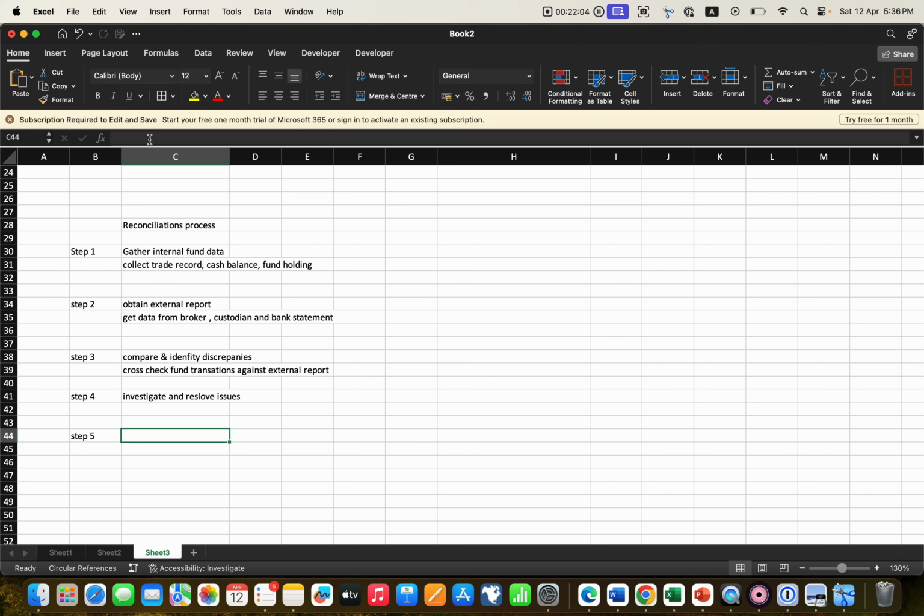Finalize and approve reconciliation. When you are done with the reconciliation, in some organizations and applications, you have to get approval from your supervisor that the reconciliation is done, please approve it. Then you have to extract the reconciliation report and submit it to the client. So that's also part of finalize and approve.